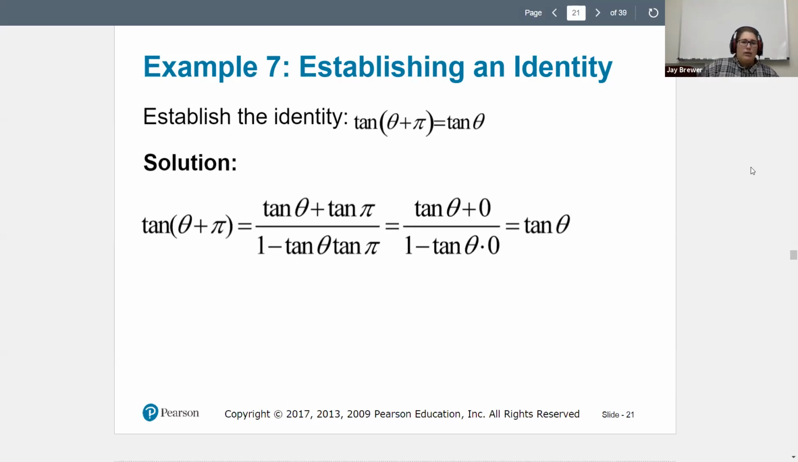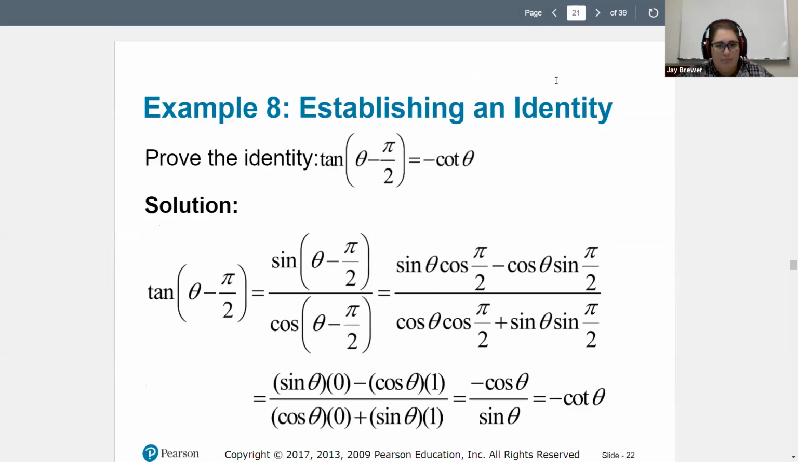Okay, so here we're looking at the tangent of theta plus pi, and we need to prove that it's going to equal just the tangent of theta. Well, we know that tangent of theta plus tangent of pi is just 0, so that leaves us with tangent of theta on top. The tangent of theta cancels on the bottom because it's multiplied by 0, so we just end up with tangent of theta. All right.